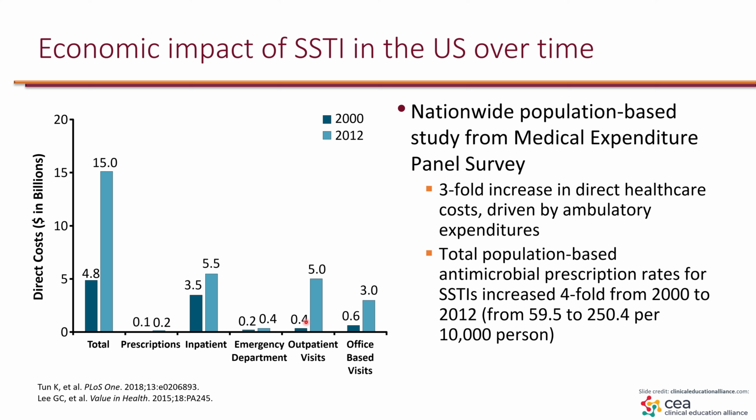When we look at a period from the year 2000 to the year 2012, we can see that there was a threefold increase in direct healthcare costs driven by ambulatory care expenditure. And the total population-based antimicrobial prescription rates for SSTIs increased fourfold from the year 2000 to 2012.